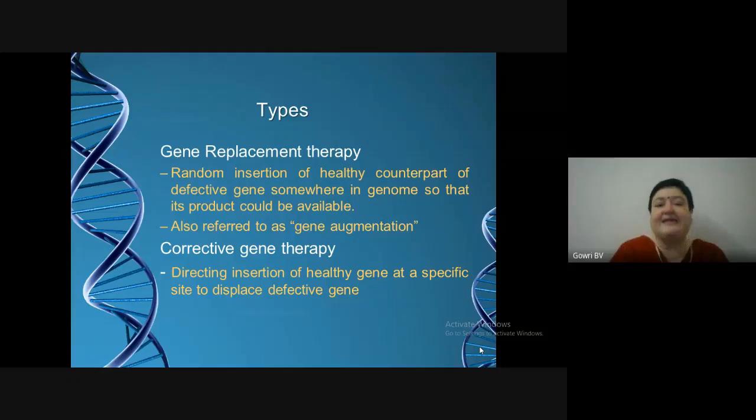I repeat the slide again. Gene replacement therapy: random insertion of a healthy counterpart of the defective gene somewhere in the genome so that its product could be available. It is also referred to as gene augmentation. Corrective gene therapy: directing insertion of a healthy gene at a specific site to displace the defective gene.